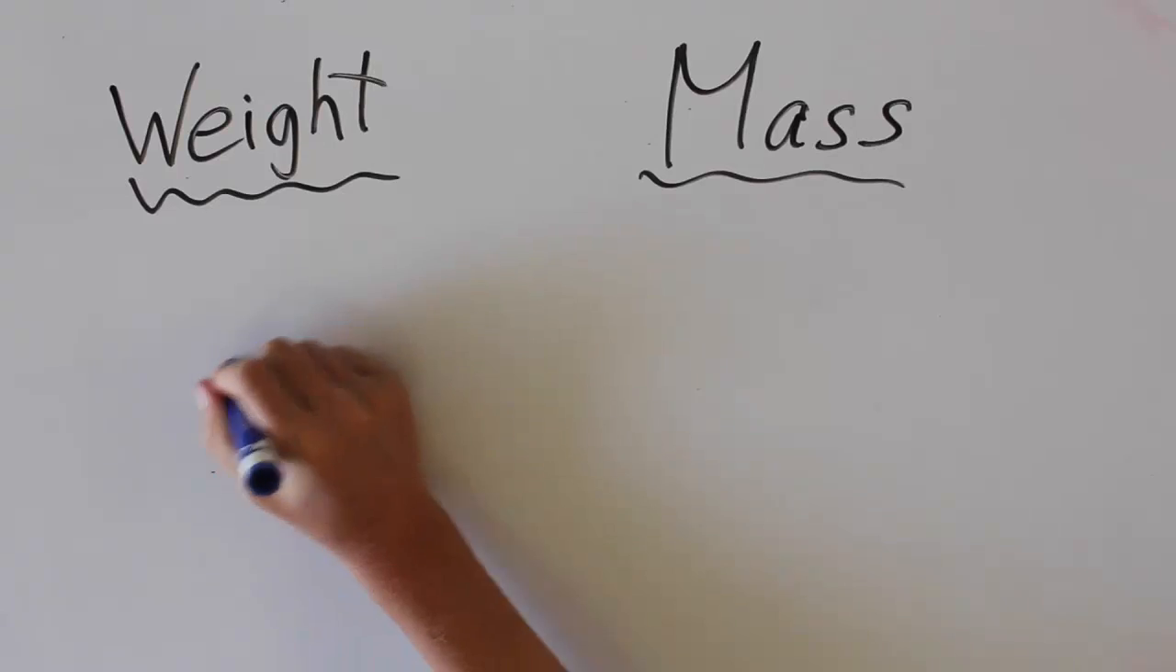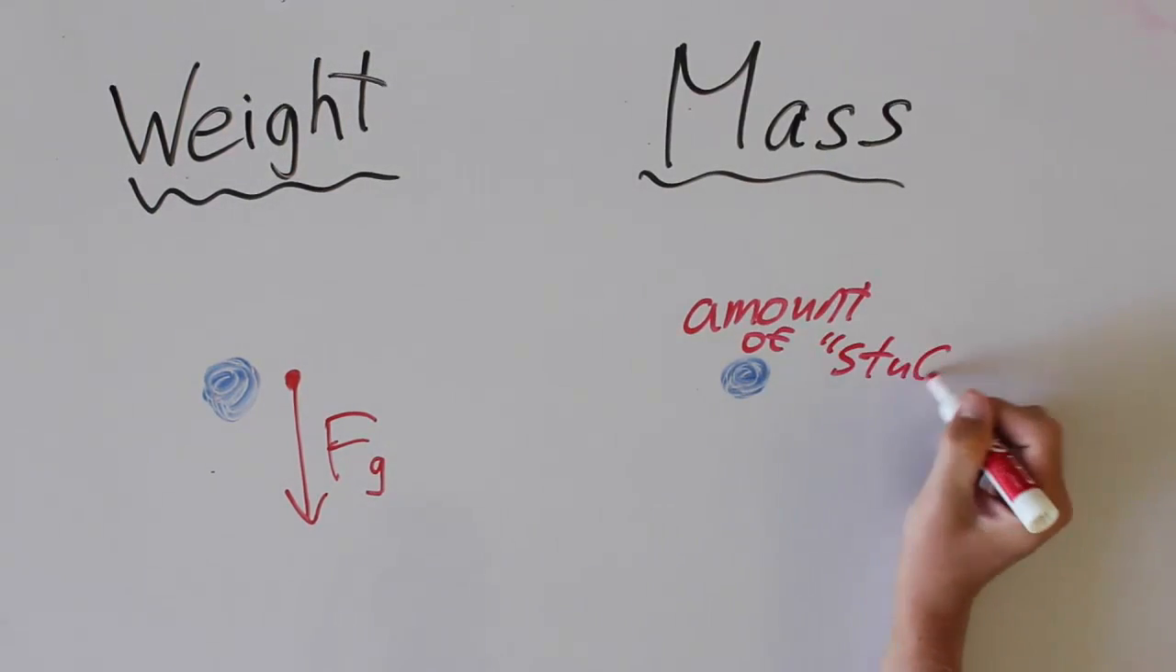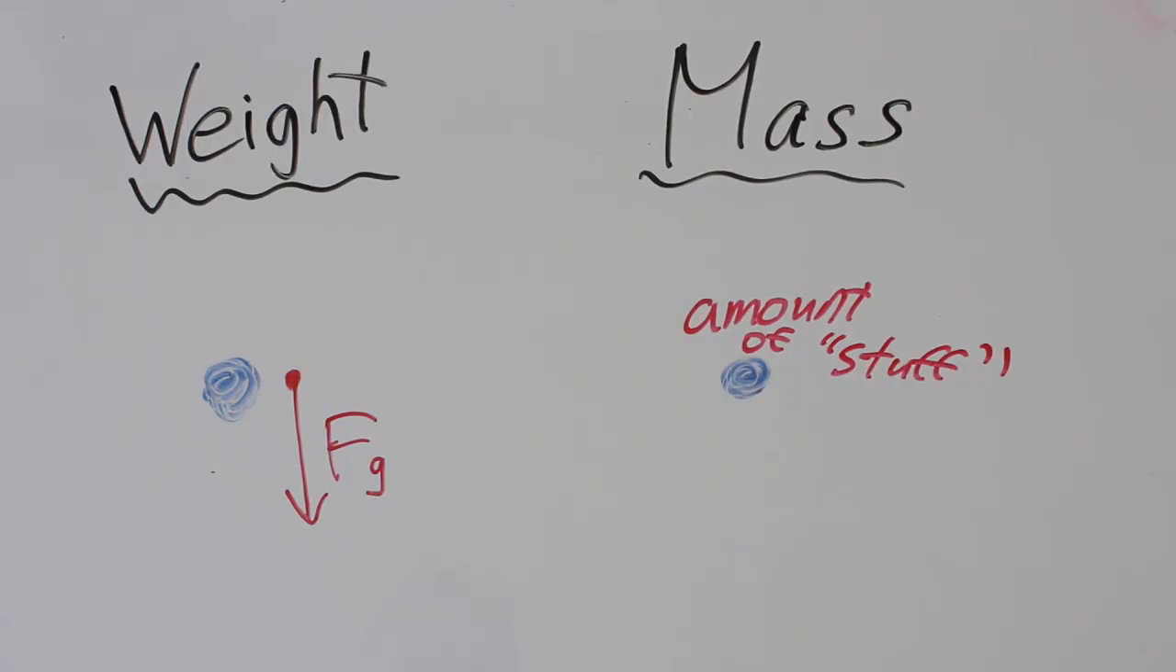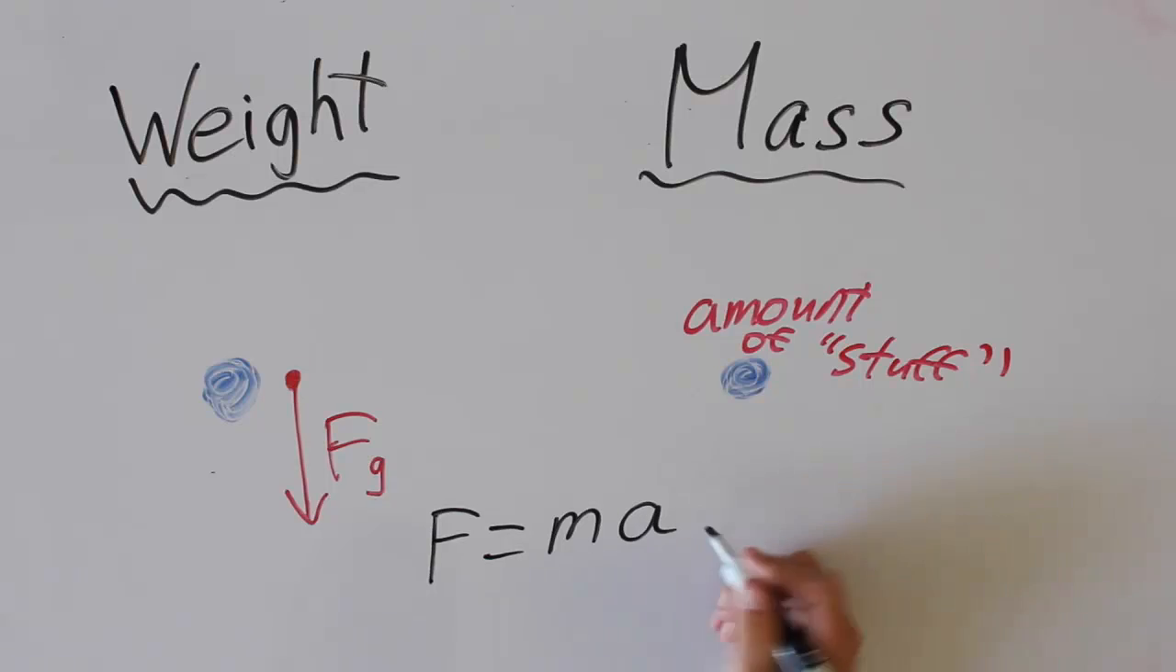So in summary, weight is the force that gravity applies on objects, whereas mass is the amount of stuff in an object. To calculate weight, you can use Newton's second law. Force equals mass times acceleration.